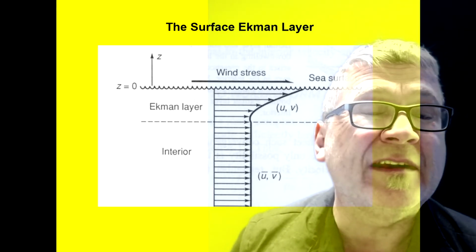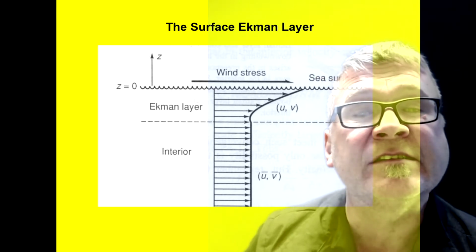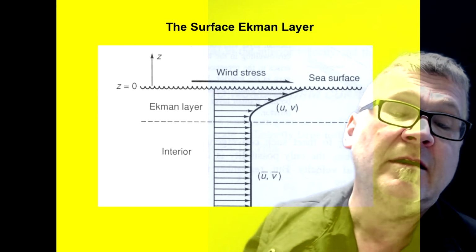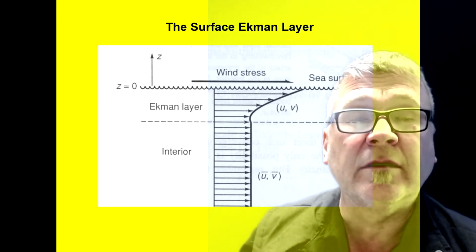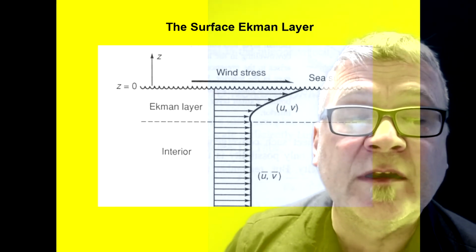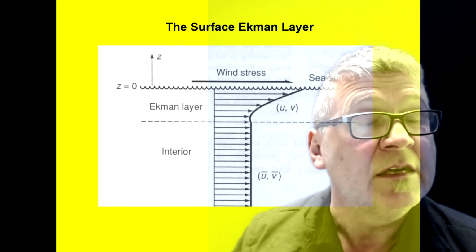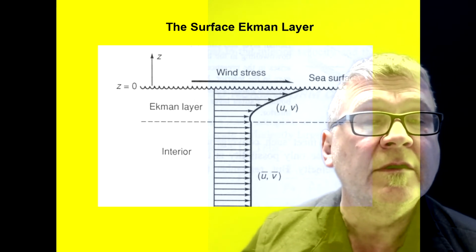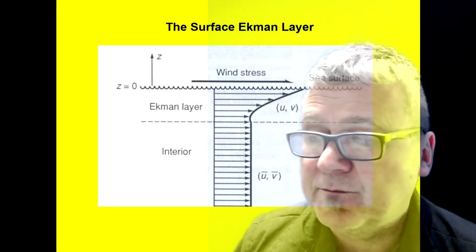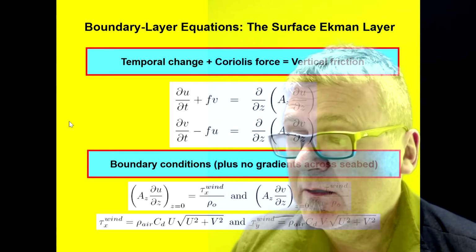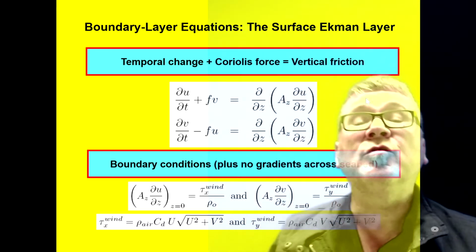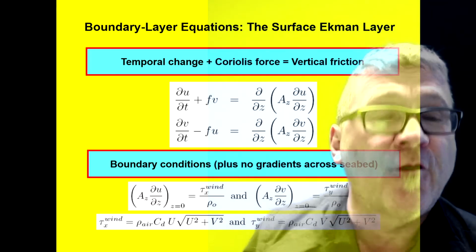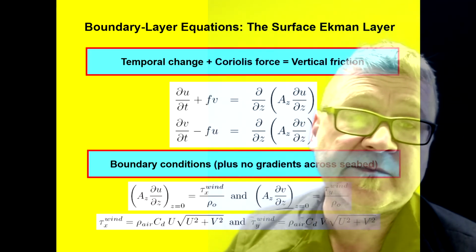The typical thickness of these Ekman layers is about 50 meters or so in the oceans, and you get a quite interesting structure within these Ekman layers. So this is what we're talking about now. We want to simulate the surface Ekman layer. So now, how do we do this? What type of forces do we need to consider?